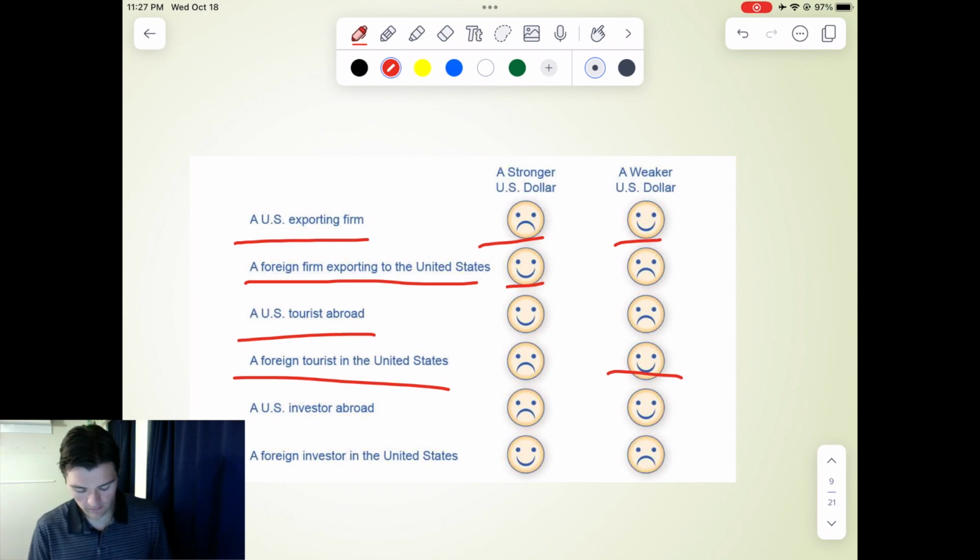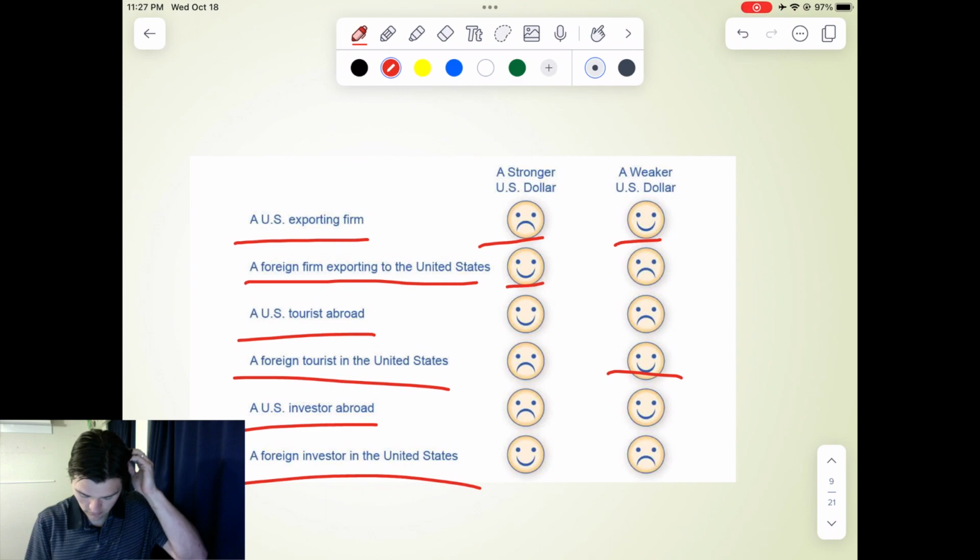For a U.S. investor, okay, you're investing in another country. The only reason you invest in another country is because you can buy more investments over there. So you would like to have a stronger U.S. dollar, so you can buy more of the foreign investment. Versus the, I flipped those around. Sorry.